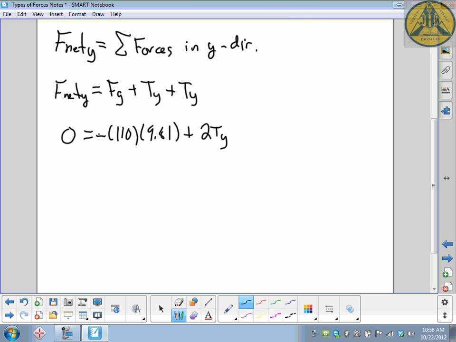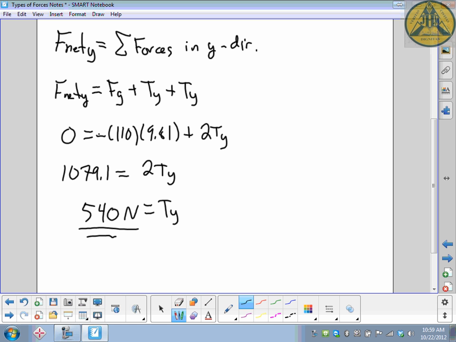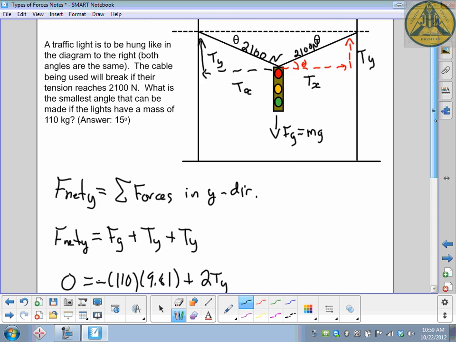Just rearranging and multiplying the numbers out gives us 1079.1 on the left, which has to equal 2Ty. Divide both sides by 2. The upward component of the tension is 540 newtons. It rounds to about that anyway. Remember, that's not our answer. That is the amount of weight each wire supports. So that's our Ty.